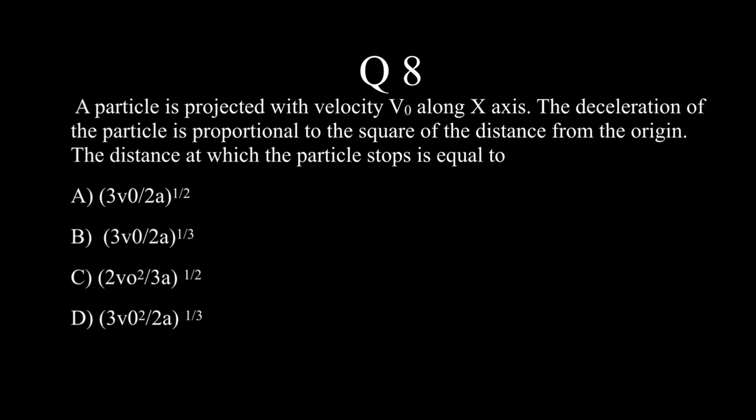A particle is projected with velocity v0 along the x-axis. The deceleration of the particle is proportional to the square of the distance from the origin. The distance at which the particle stops is equal to.